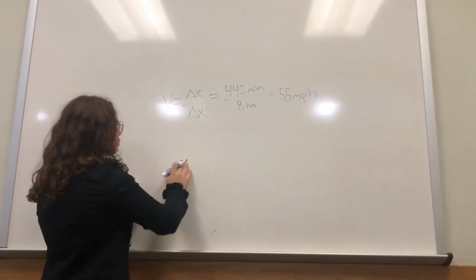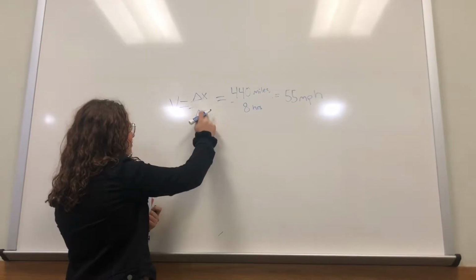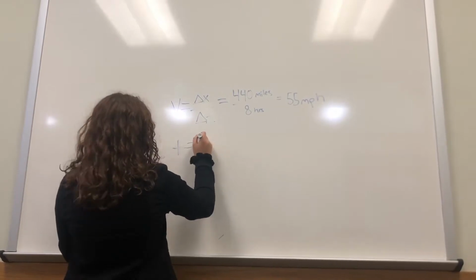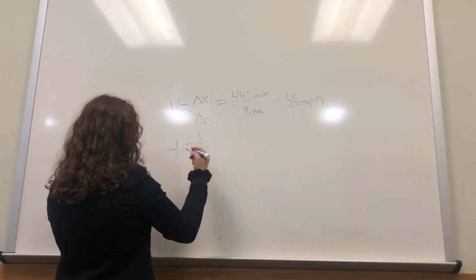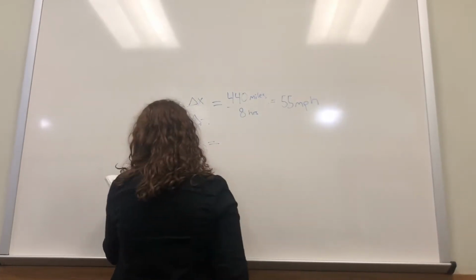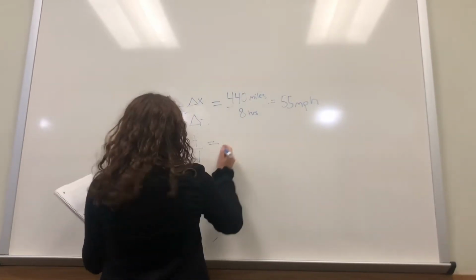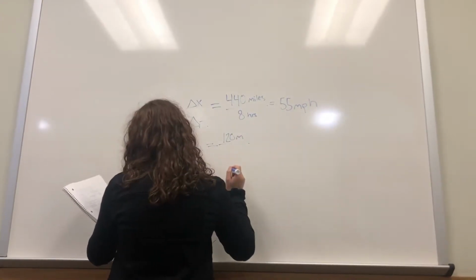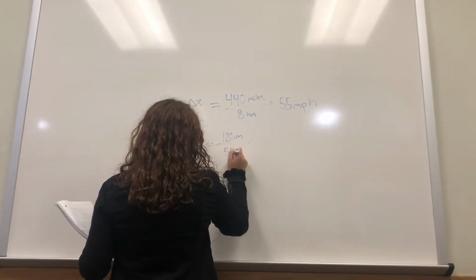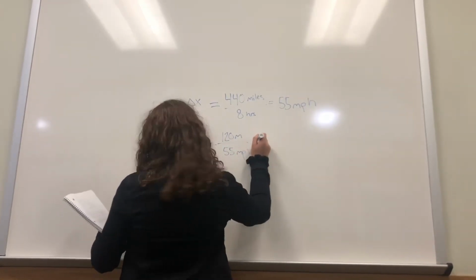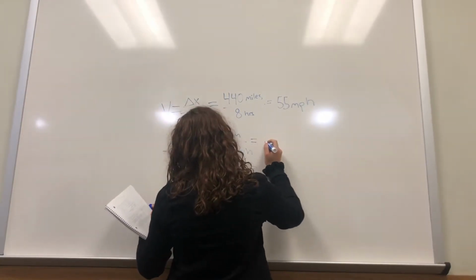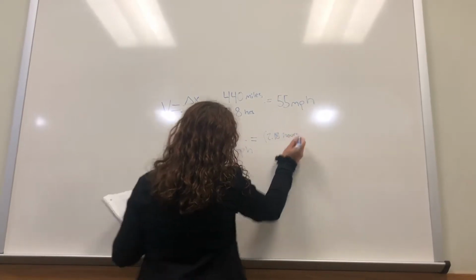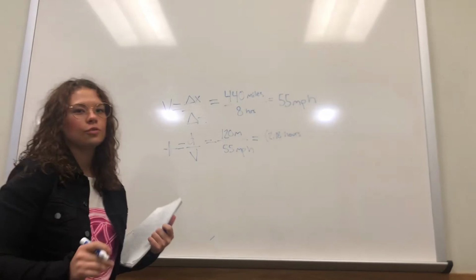Next, we're going to rearrange this, change in time, so that time equals distance divided by velocity. And so the distance that he has driven is 120 miles, and his velocity is 55 miles per hour. And so that leads us to get 2.18 hours is the usual amount of time it takes him to drive 120 miles.